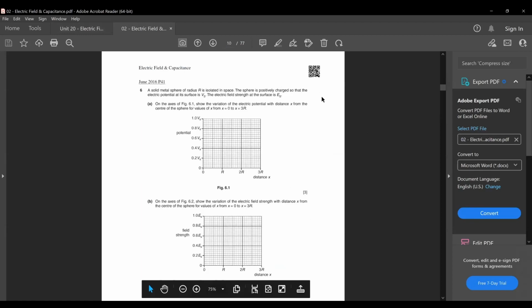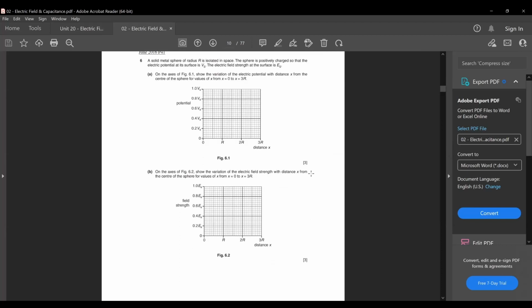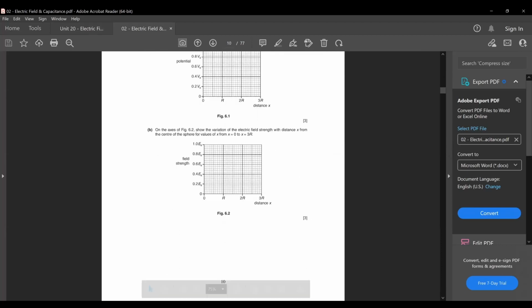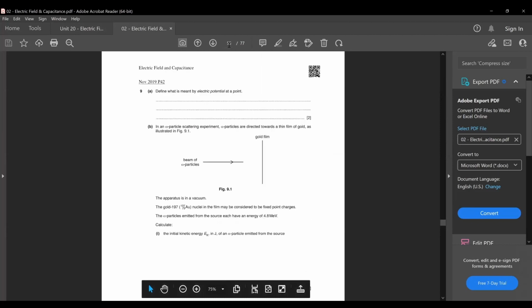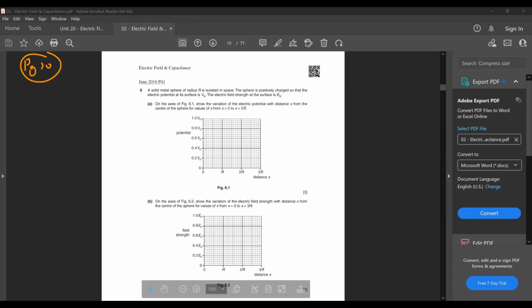Now have a look at page 10 of your electric field worksheet. Or maybe it should be 55. Just give me a moment. Okay, now, just have a look at page 10 first. We start with something easy first. This is June 16 P41. So give me some time to open it.